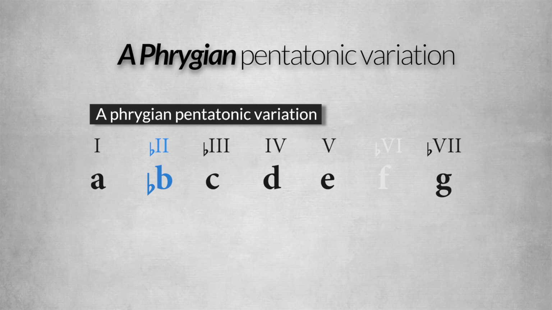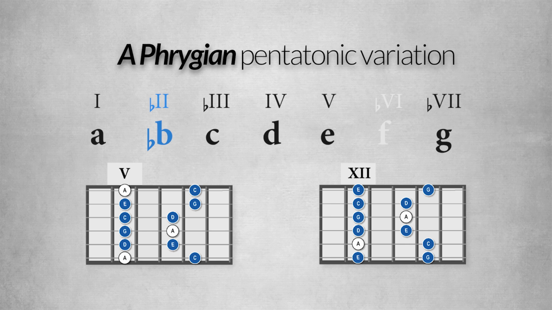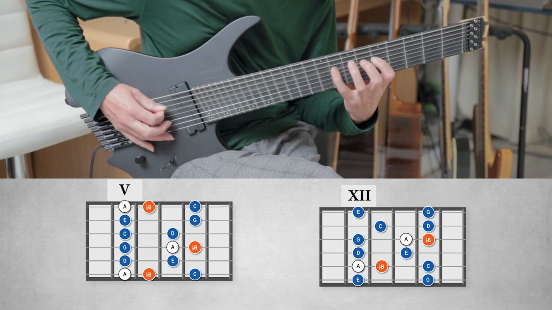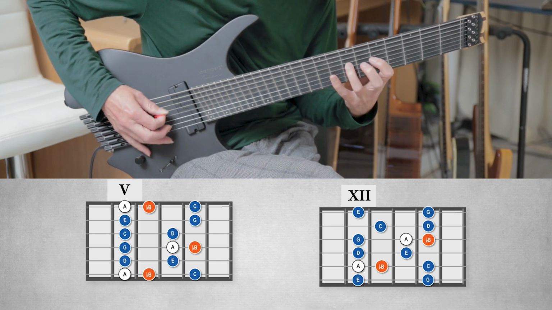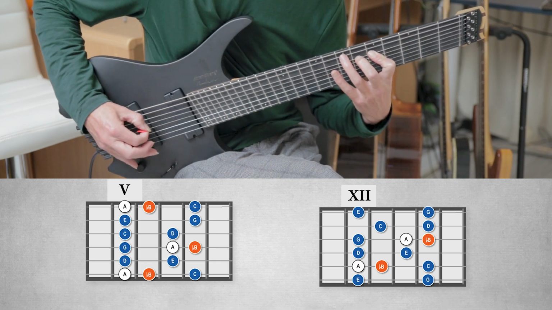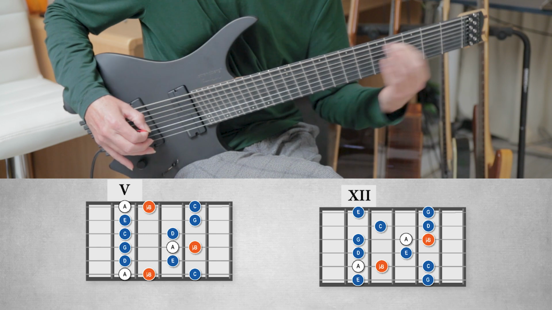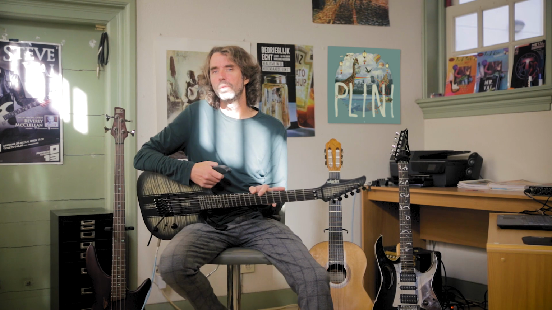Even playing only the root and the minor second degree makes sure the listener is struck by the darkness of this Phrygian scale. So let's add this minor second degree to our A minor pentatonic scale and see how this alters the sound of the plain minor pentatonic scale. Pretty dark, right? So here's an example of using the Phrygian version of the minor pentatonic scale.